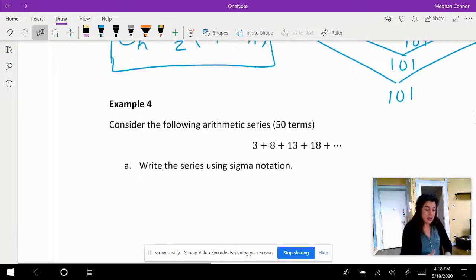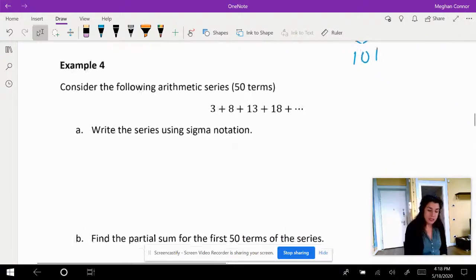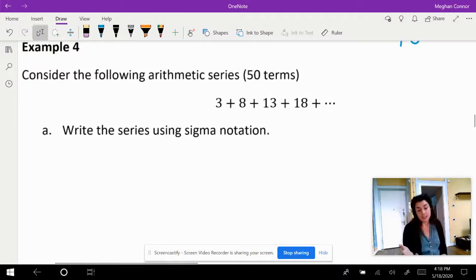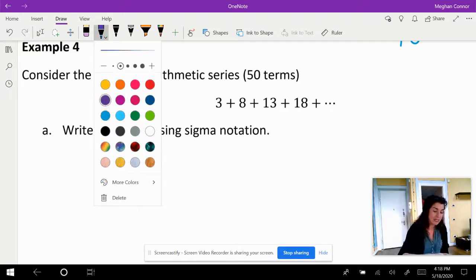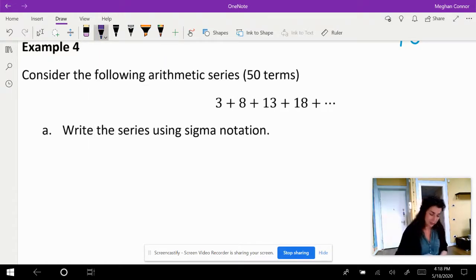Okay. Consider the following arithmetic series, which is 50 terms. It tells you right there that it's going to end at the 50th term. We just don't know what that is. Write the series using sigma notation. We need to know what the definition of this is before we can write it in sigma notation. So we need to figure out, is it arithmetic? Is it geometric? It's under the arithmetic banner of these notes, so probably a good guess that it's going to be arithmetic. Looking at it, we notice it is arithmetic.